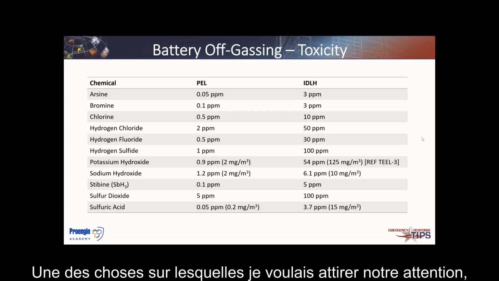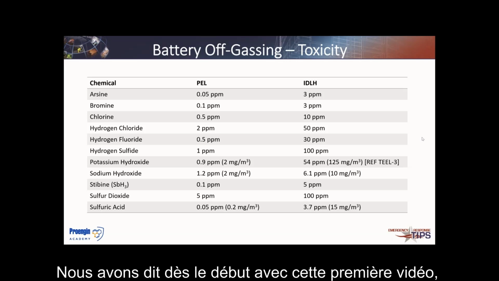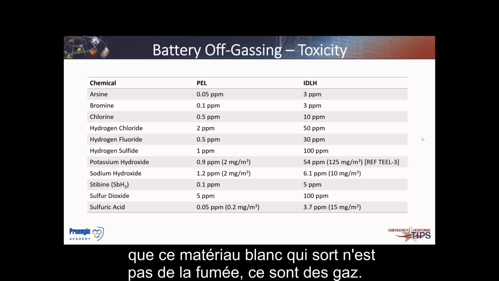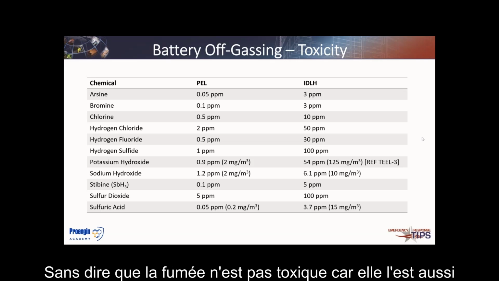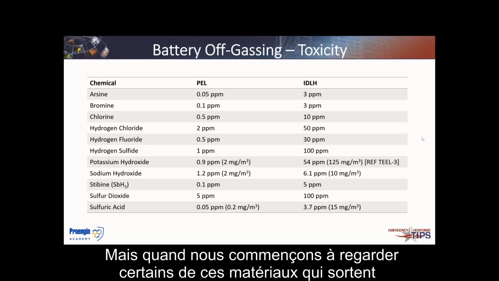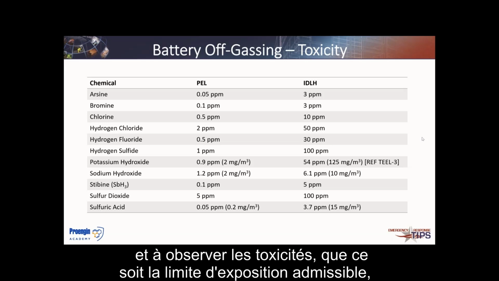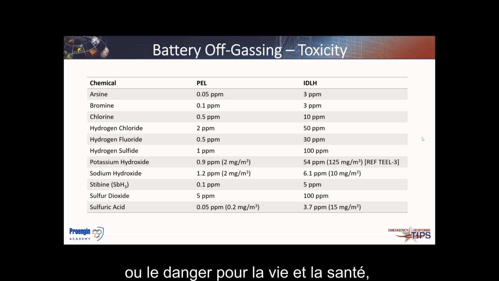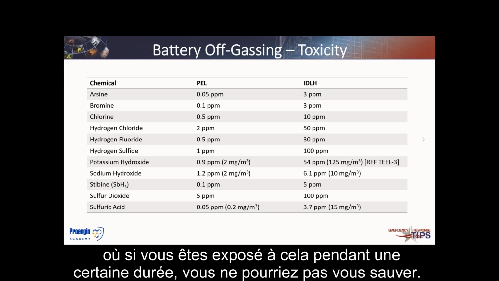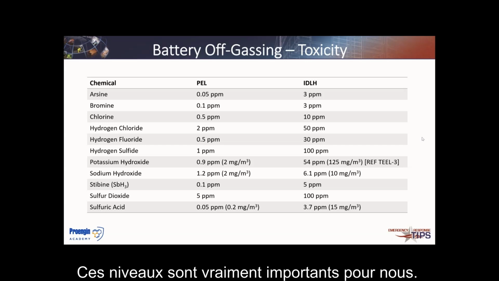So one of the things we want to raise attention to, and we said right off in the very beginning with that first video, that white material coming out is not smoke, it's gases. And we have to remember that that gas plume is extremely toxic. Not to say that the smoke isn't toxic, because it is as well. But when we start looking at some of these materials that are coming out and look at the toxicities, whether it be the permissible exposure limit, the lowest level that we can be exposed to safely, or the immediately dangerous to life and health, where if you were exposed to this for a length of time, you wouldn't be able to save yourself. These levels are really important to us.